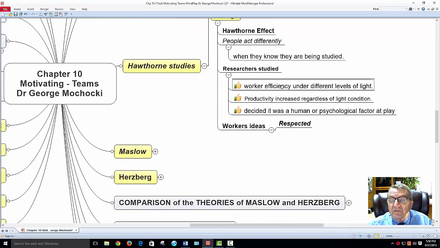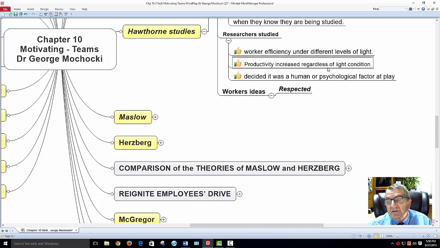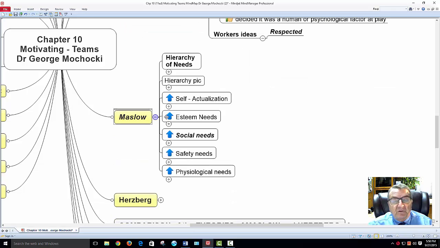Researchers studied workers' efficiency under different levels of lighting, and productivity increased regardless of lighting condition. You do a theory, you do a hypothesis, right? You have to test it. So you put in the stimulus, the lighting. You take away the stimulus, and the cause and effect should not have occurred, but it still was there. So it wasn't the lighting that was the stimulus. Workers wanted respect.